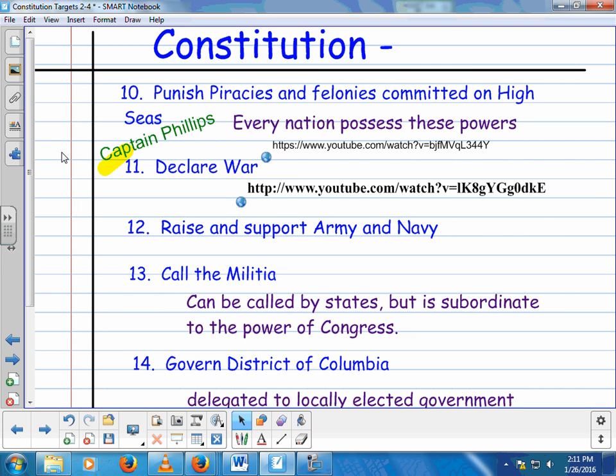All right, number 11, only Congress can declare war, and as a result, we have only had 2 actual declared wars, World War I and World War II.